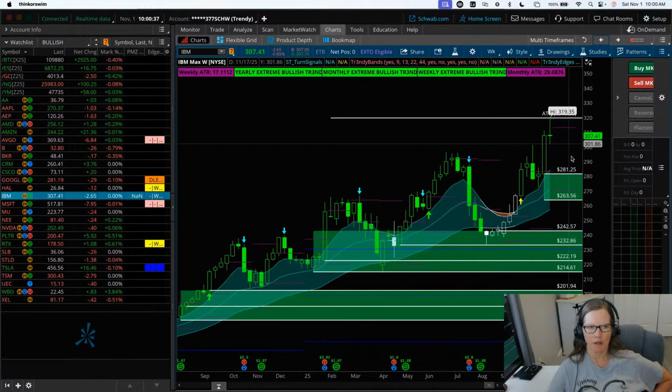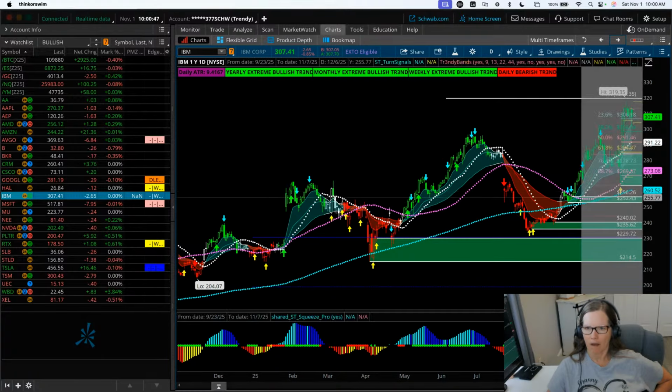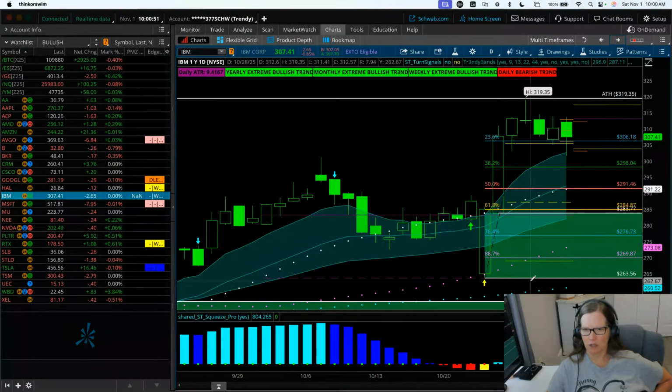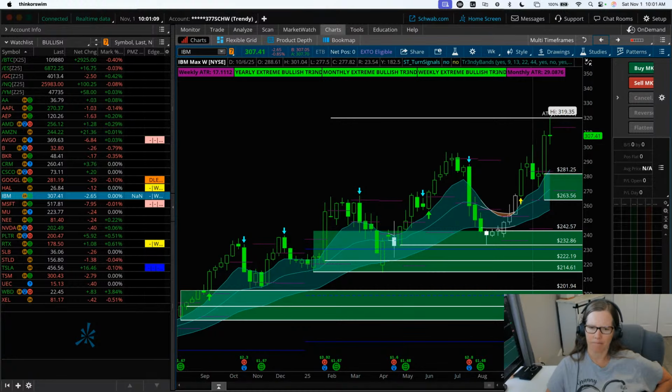All right, IBM, your major buy zone on the weekly is 281 to 263. On the daily, your daily buy zone is 285 to 263. Here's the bull channel on IBM on this very nice move up. Here's your bull channel, 306 to 298. IBM's already reported.